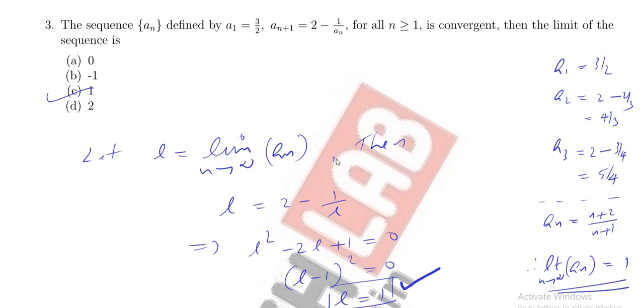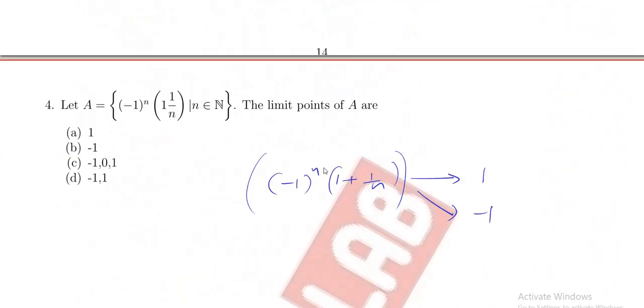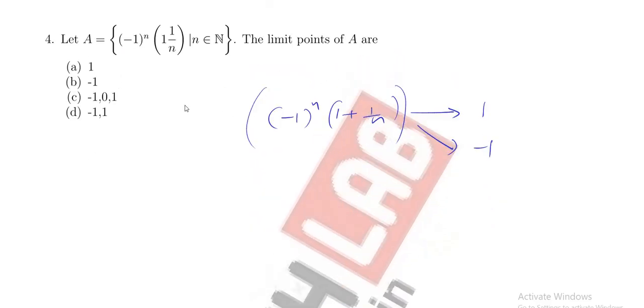And see question number 4. A sequence is given, and we need to find the limit points of that. It's minus 1 all to the power n times 1 plus 1 by n. So let's see what happens as n tends to infinity. 1 plus 1 by n converges to 1. But minus 1 all to the power n is an oscillating sequence. So this value is going to be either 1 or minus 1. So 1 times 1 is 1, and minus 1 times 1 is minus 1. So these two are the possible limit points that we will get. Alright, so the answer is D.